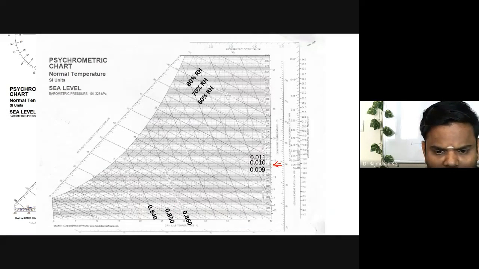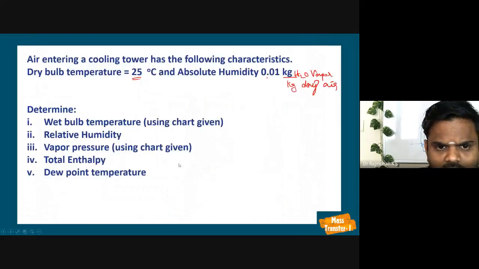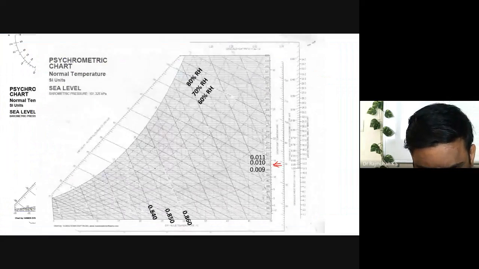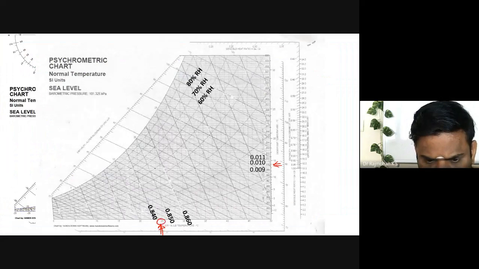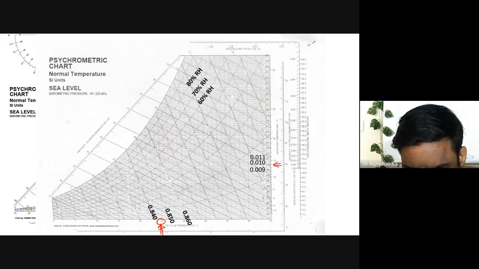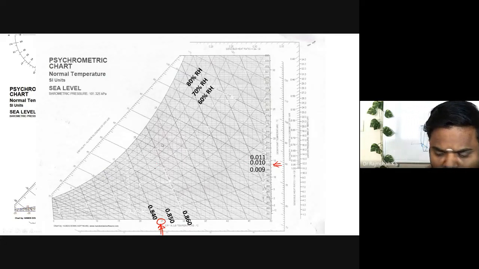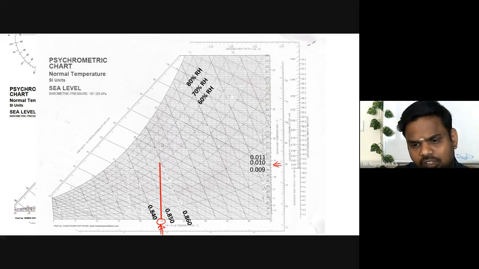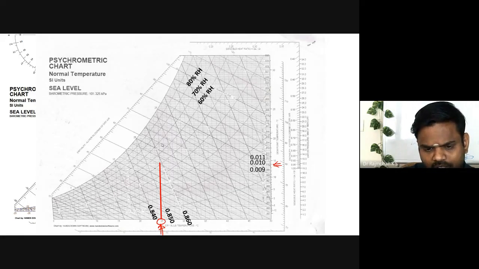And what is our temperature? The dry bulb temperature mentioned is 25 degrees Celsius. So where is our 25 degrees Celsius? Here is our 25 degrees Celsius. So this is my 25 degrees Celsius line and this is my 0.010 line. So we will have a point somewhere on that line. You can draw a line for 25 degrees Celsius. Use your scale, and with a pencil you draw all these lines. Then for 0.010, absolute humidity is given, so that place we can mark 0.010.